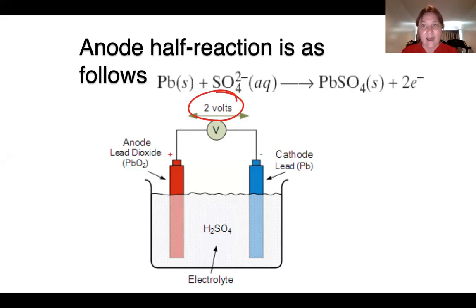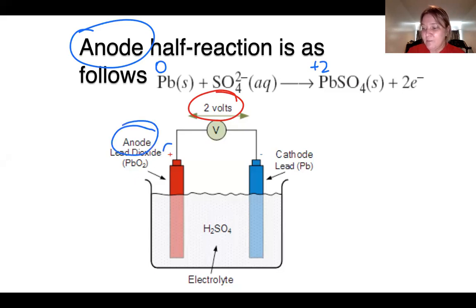So the anode half reaction is lead reacting with the sulfate ions to form lead sulfate. So in this example, lead goes from 0 to +2. That is oxidation. Oxidation is at the anode. Notice that the anode is the positive end of the terminal.